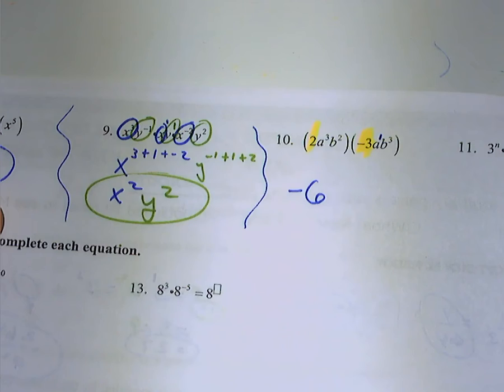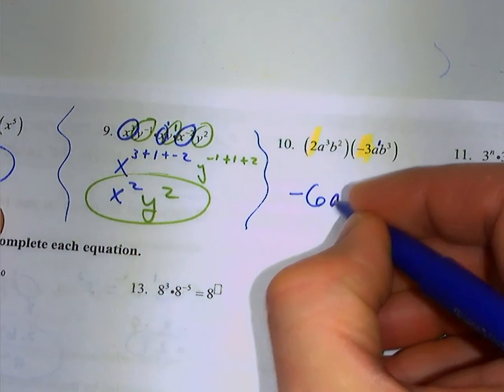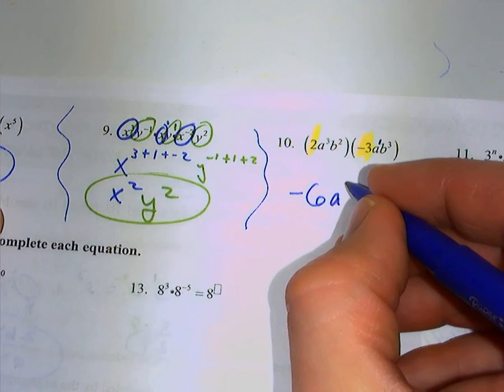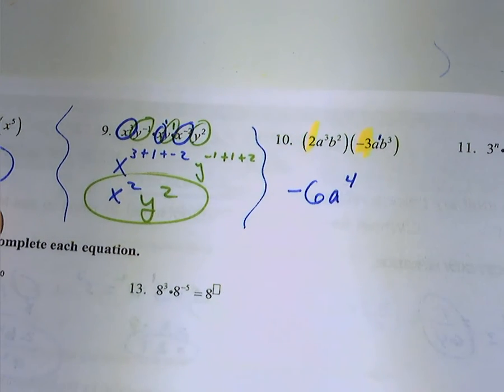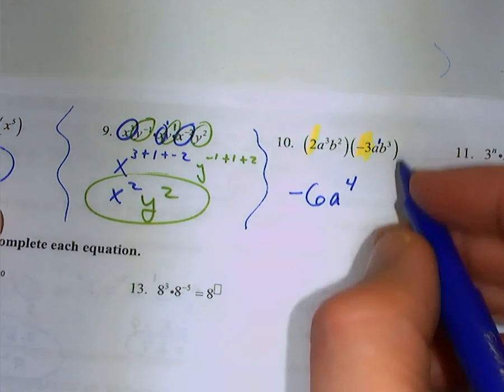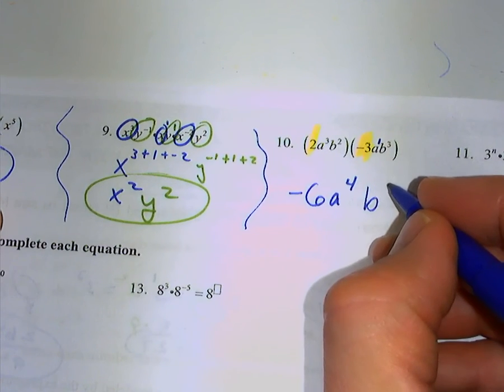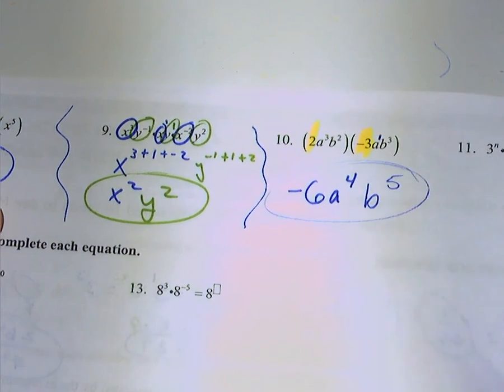Rylan, what do you get there? A to the what? What is it? A to the 4th. Yeah, perfect. And then b's. B's, what do we get, Griff? B squared, b to the second, b to the third. There you go. Perfect.